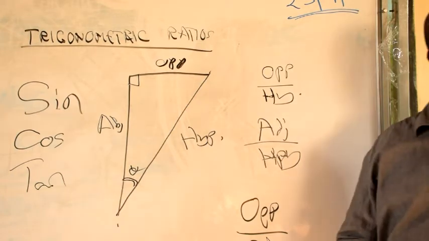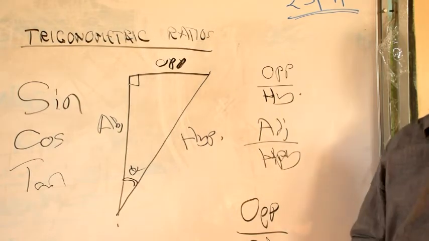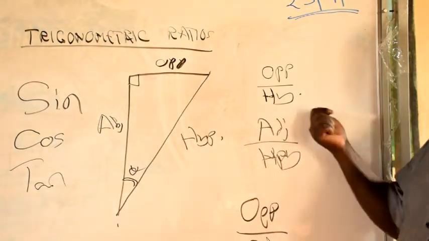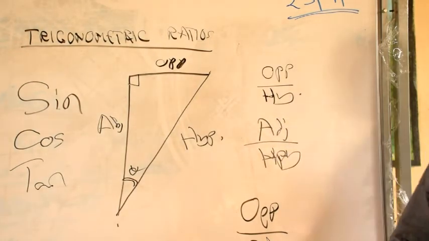Hello? There is a ratio which is called opposite over adjacent. We want to just play around with these things. Another ratio is called adjacent over hypotenuse. Another one is called opposite all over adjacent.